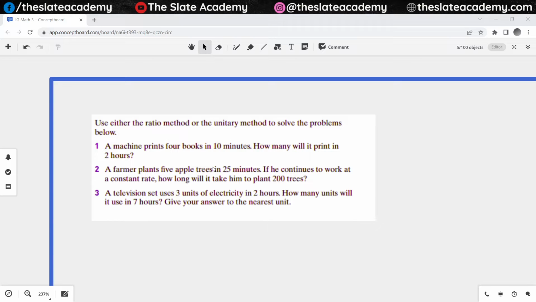Okay, so we'll just set up a ratio. We say four books ratio 10 minutes. So for 2 hours, we know that it is 120 minutes. So in order to make the minute side 120, I'll have to multiply this with 12. And if I'm multiplying the right hand side with 12, I'll multiply the left hand side with 12 as well. So I get 48 books ratio 120 minutes, which is 2 hours.